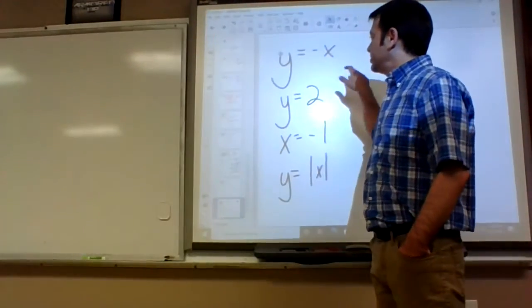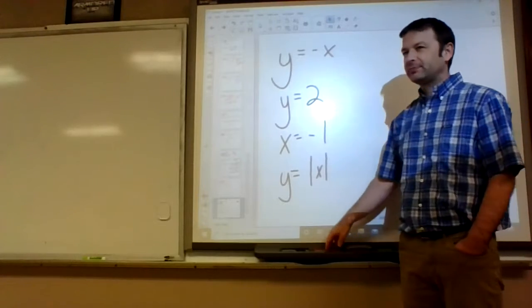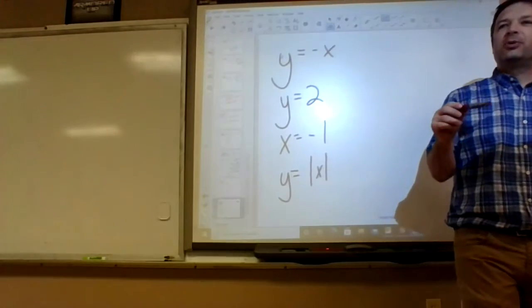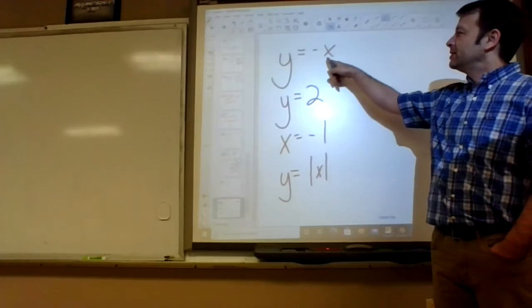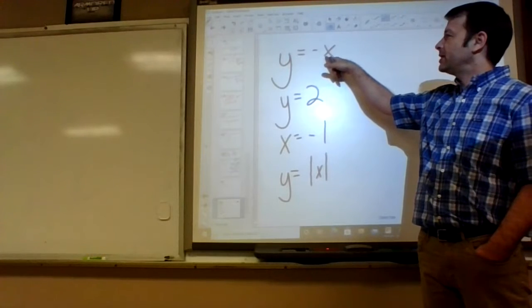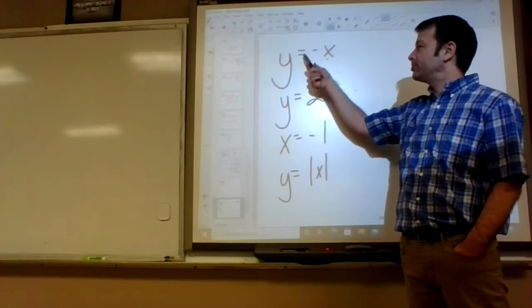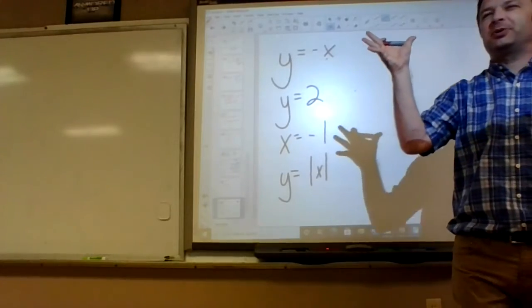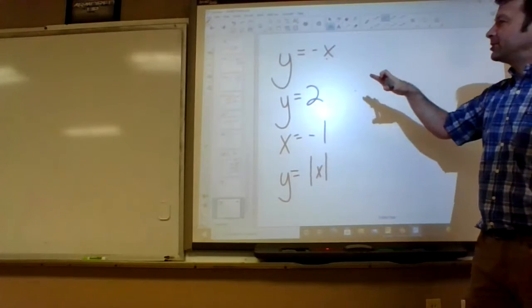So on this first one, do you guys remember how we graphed this one? Y equals negative x. It starts on the origin, goes down one over one. This is basically a linear equation and it's in slope-intercept form. Linear means what? Line. It'll make a line and it's in slope-intercept form.